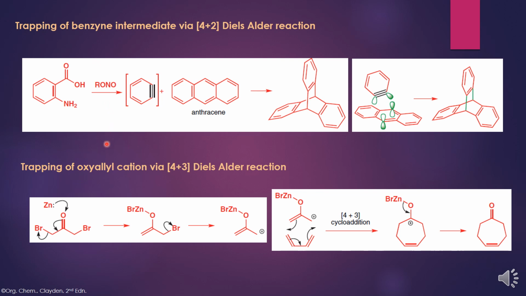This is another example for the cycloaddition reaction, trapping of oxyallyl cation via 4 plus 3 cycloaddition reaction. Here we can see an oxyallyl cation. This is the allyl structure, CH2 double bond C, CH2 plus. This is an allyl cation with the oxy substitution. So oxyallyl cation. This is formed from a dihaloketone.